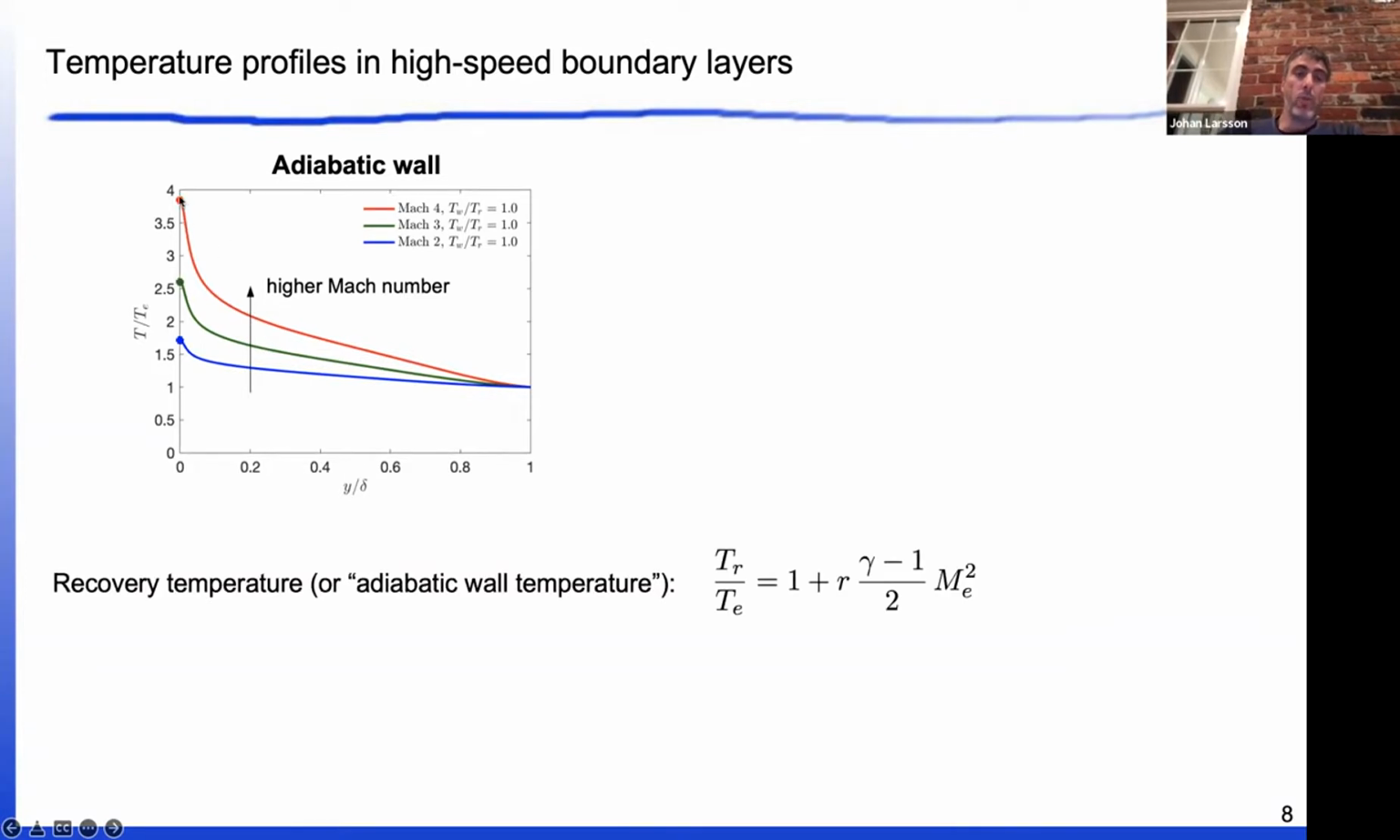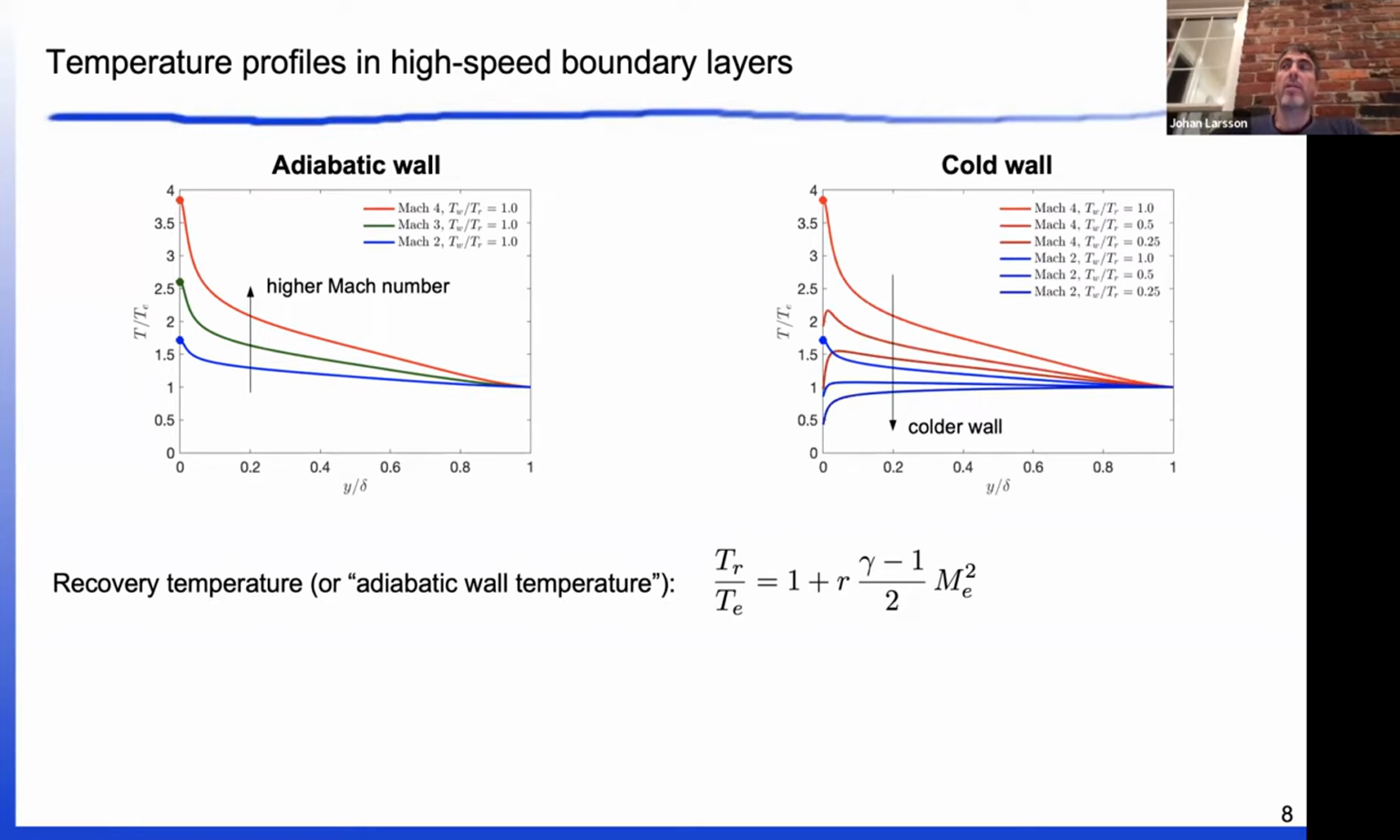The wall temperature at these conditions is important, and it has a specific name. It's called the recovery temperature, or the adiabatic wall temperature. It's closely related to the idea of a stagnation temperature, but it's a little less because you're losing heat to transport away from the wall. So the recovery temperature is a direct function of the Mach number in this case.